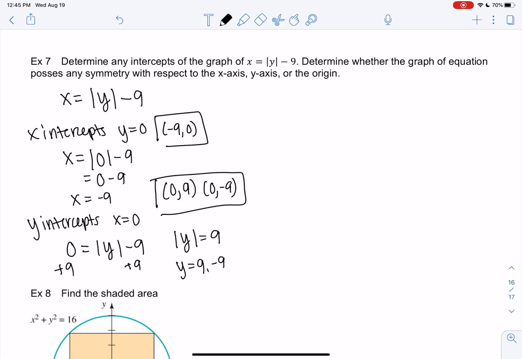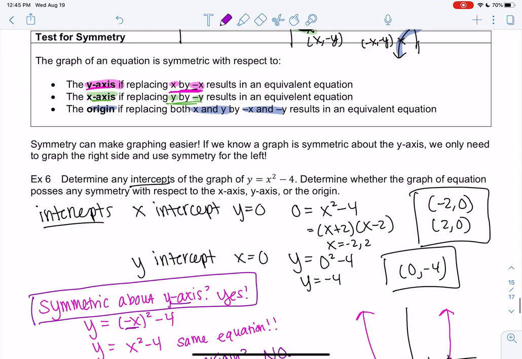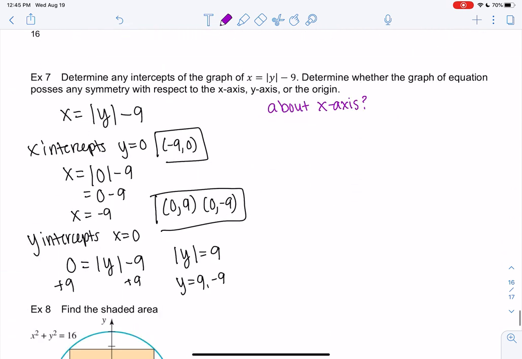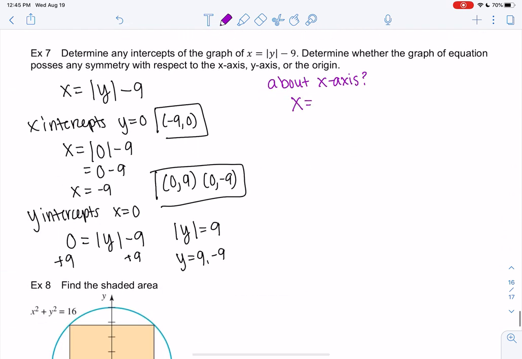The fact that we have a 9 and negative 9 kind of gives a hint that there's some sort of symmetry. So let's check the symmetries. So let's do the symmetry about the x-axis, right? And if we don't remember, we can go back up. X-axis, I went out of order, that's okay, is when we replace the y's. So if I plug in negative y, do I get the same function? So x equals the absolute value of negative y minus 9. And if I take the absolute value of a negative, it's the same thing. So yes, symmetric about the x-axis.